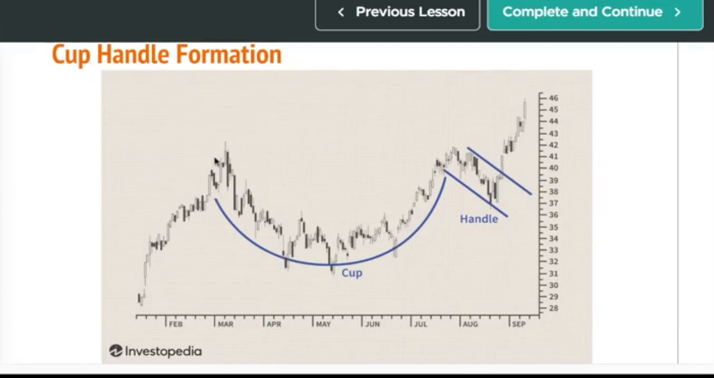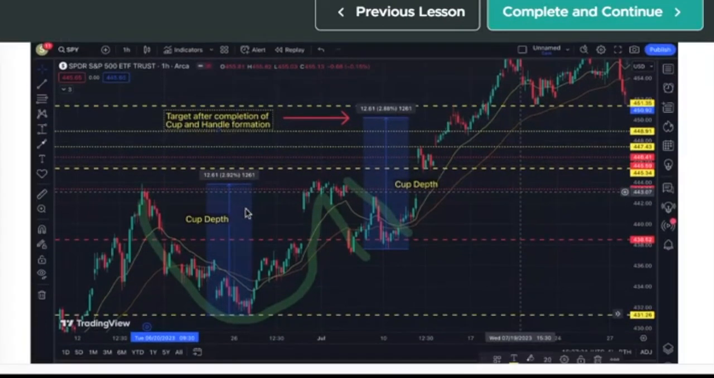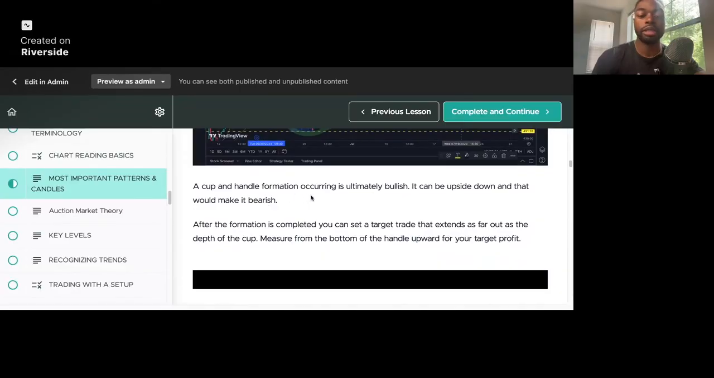The cup and handle formation typically looks like a cup. And the rule for this one is that the target after the completion of the cup and handle is going to be the length of the cup depth. So usually you can measure out the depth of the cup. And then once you add that to the handle, that's the expected move that you're going to get after that formation. So a cup and handle formation occurring is ultimately bullish, and it can be upside down, and that would make it bearish. After the formation is completed, you can set a target trade that extends as far out as the depth of the cup. So you measure from the bottom of the handle upward for your target profit.